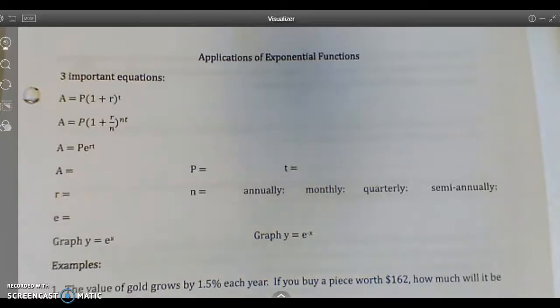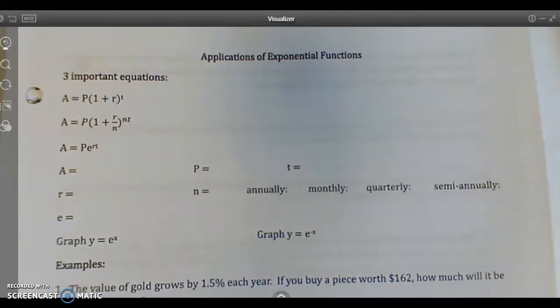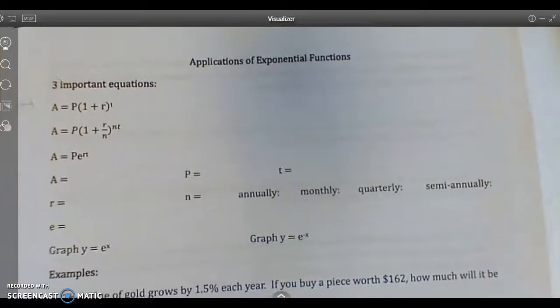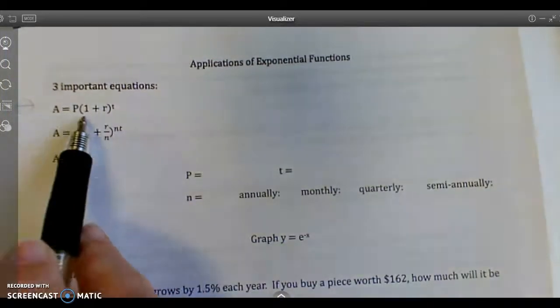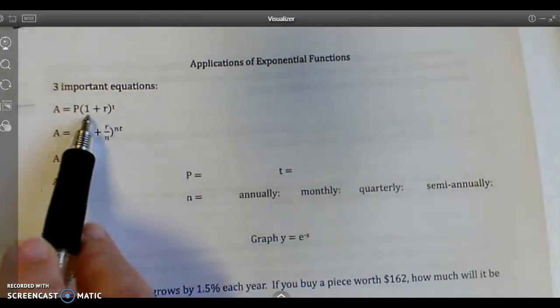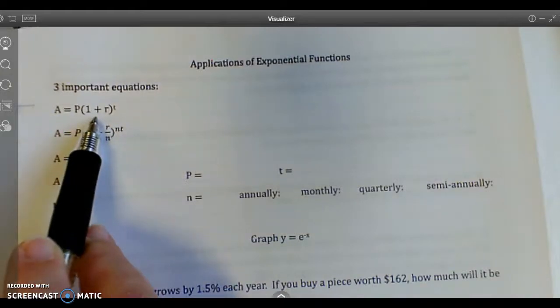Alright, so with exponential functions, you can use them, like I said, to talk about saving money, finding out how much a car would be worth after a certain time, that kind of thing. But there's three important equations that you need to know. Okay? This is one of them. This is the one you will use most of the time. Okay? Most of the time, just basic kind of problems.